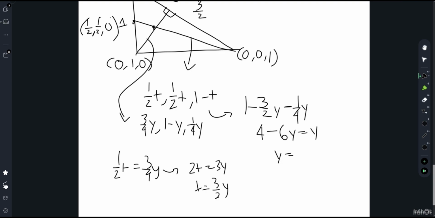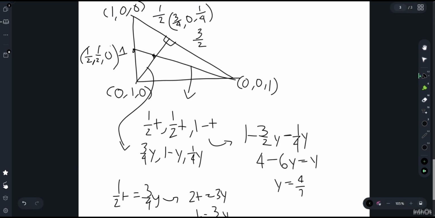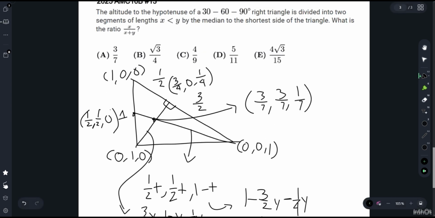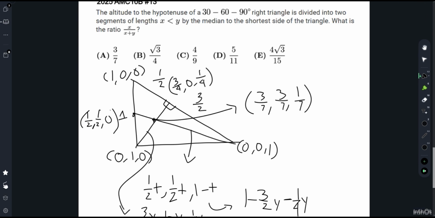This means that y is equal to 4/7. So then this means that the coordinates of this point are going to be 3/7, 3/7, 1/7. And now since the coordinate of this is 3/7, this means that the ratio of this length to the whole length is going to be 3/7. And so A is our answer.